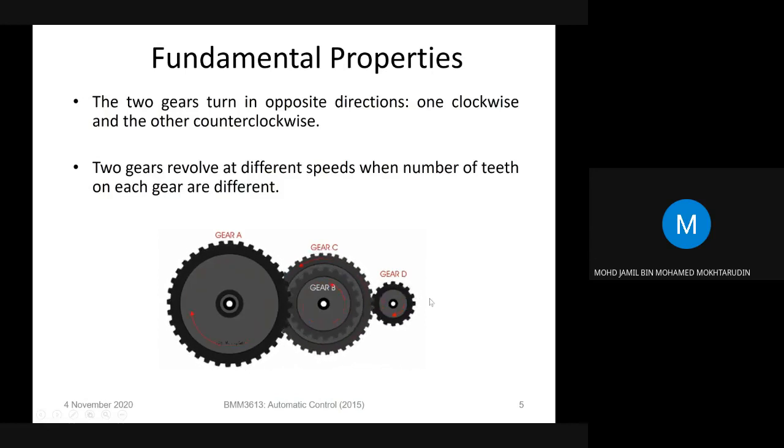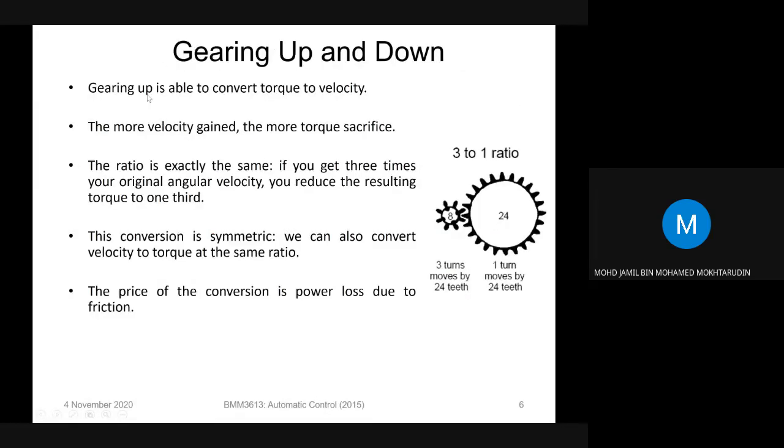Okay, so here we call it gear train. Gear train basically is an arrangement of many gears. So gear train basically means many gears. So it is called gear train. Gearing up is able to convert torque to velocity. The more velocity gain, the more torque sacrificed. The ratio is exactly the same. If you get 3 times your original angular velocity, you reduce the torque to 1/3.